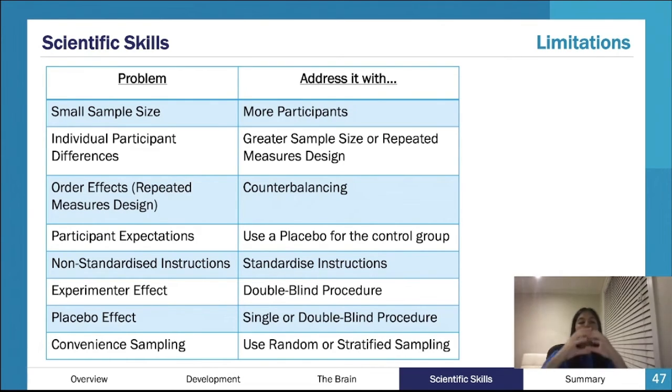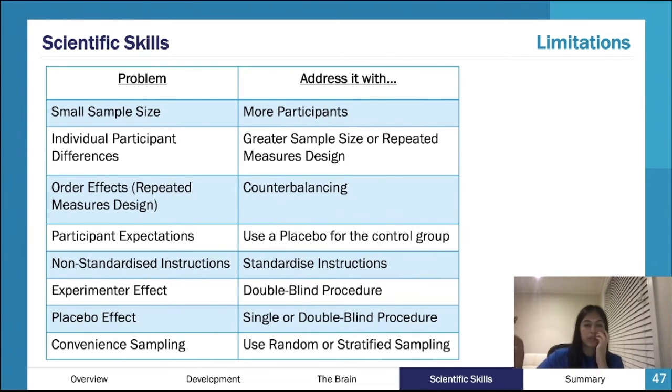Counterbalancing is when 25 people do the group A task and then the group B task, and the other 25 do the group B task and then the group A task. Because you've switched the order, this order effect has been cancelled out, basically. So people are doing it in a different order, which means there shouldn't be any influence on the result from doing the tasks twice in a row.